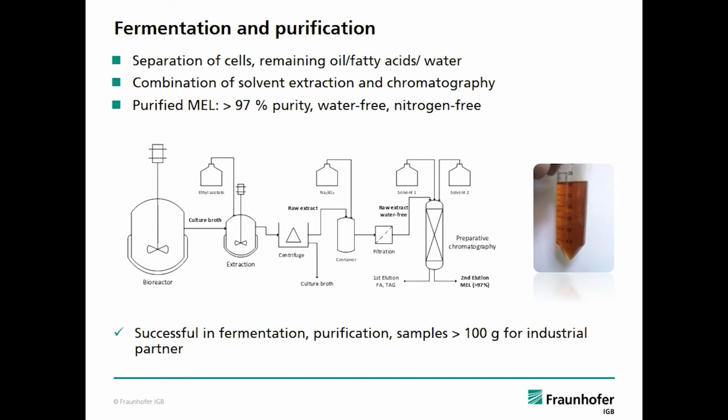For the production of these biosurfactants, Mannosylerythritol lipids, we optimized a fermentation process for several of these microorganisms and also a purification process with the possibility to produce a high quality of Mannosylerythritol lipids. For the purification, we need first to separate the cells and then also separate the water and the remaining oils and fatty acids from the feeding solution. On the right-hand side, you see a picture with our pure MEL, which looks honey-like and is a liquid with a high viscosity.